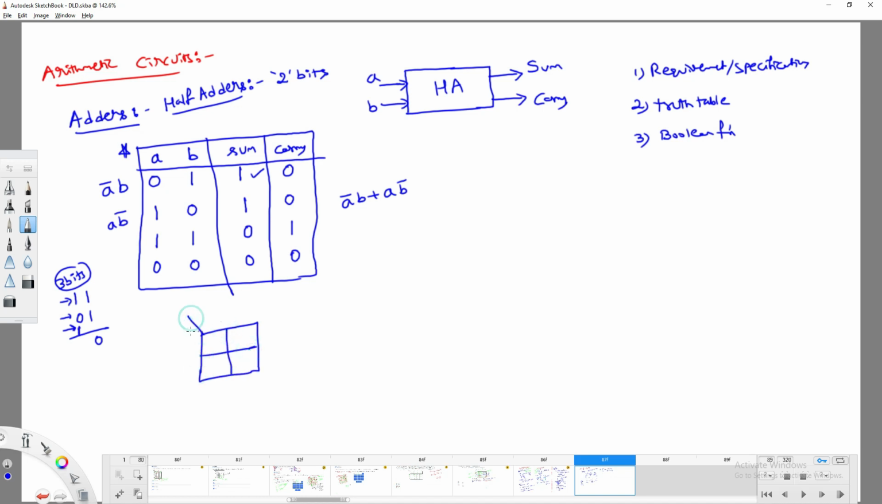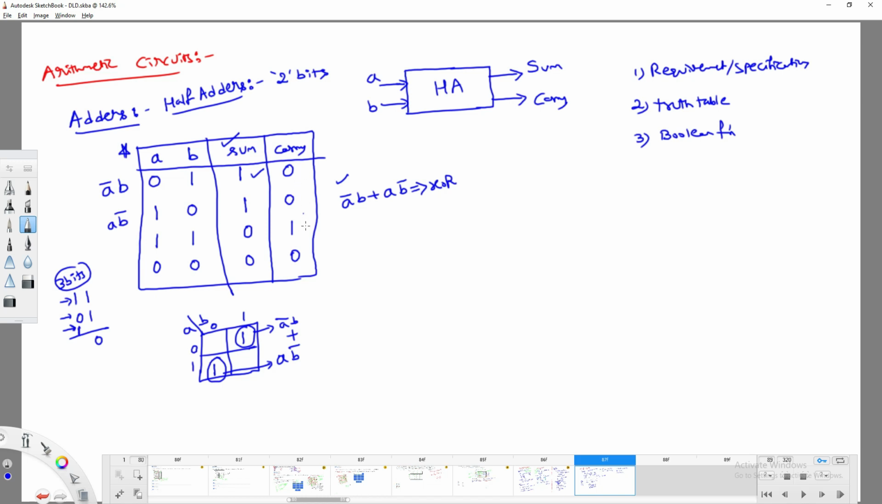Two variable K-map. If you take A B, 0 0, 0 1, this is 0; 0 1 is 1, 1 0 is 1, right? So you can solve them independently. This represents A bar B, and this represents A B bar. If you combine them, you again get the same expression. Indirectly I am saying that this is the XOR operation. XOR operation is for what? Sum. To get the sum, we perform the XOR operation.